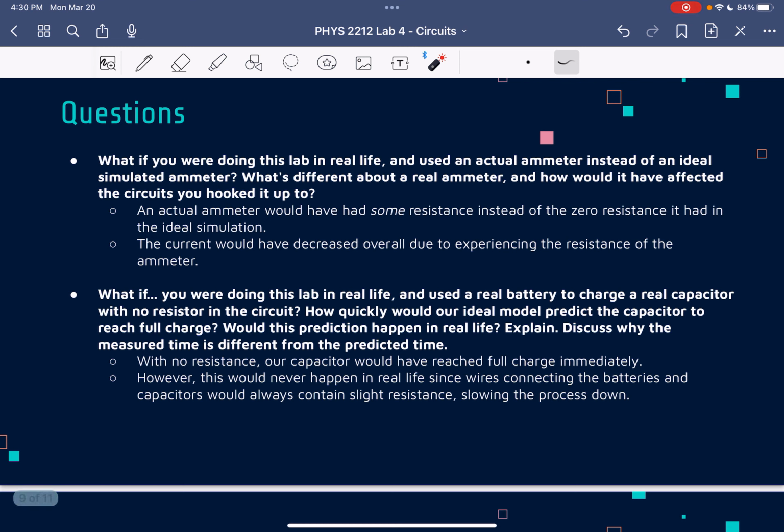And what if you were doing this lab in real life and used a real battery to charge a real capacitor with no resistor? So with no resistance, our capacitor would have reached full charge immediately. However, this would never happen in real life since wires connecting the batteries and capacitors would always contain slight resistance.